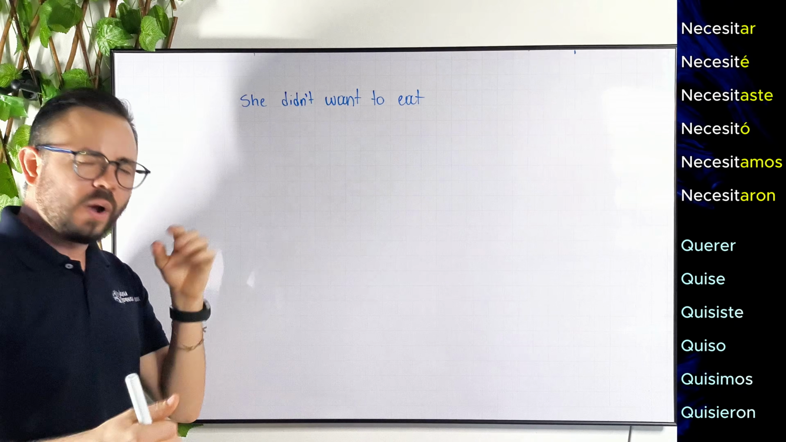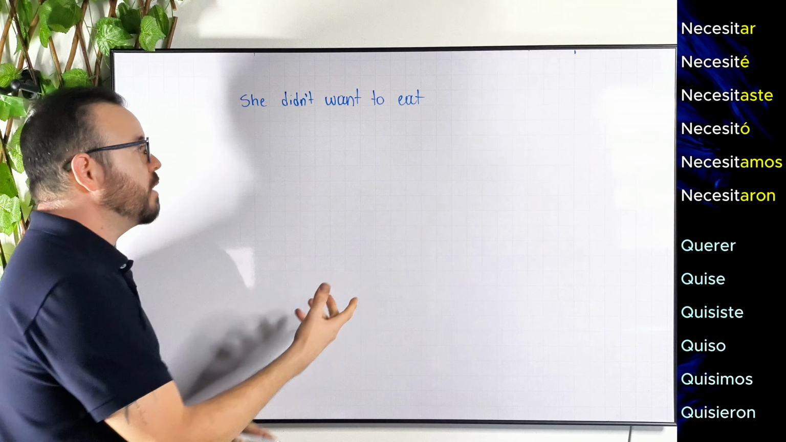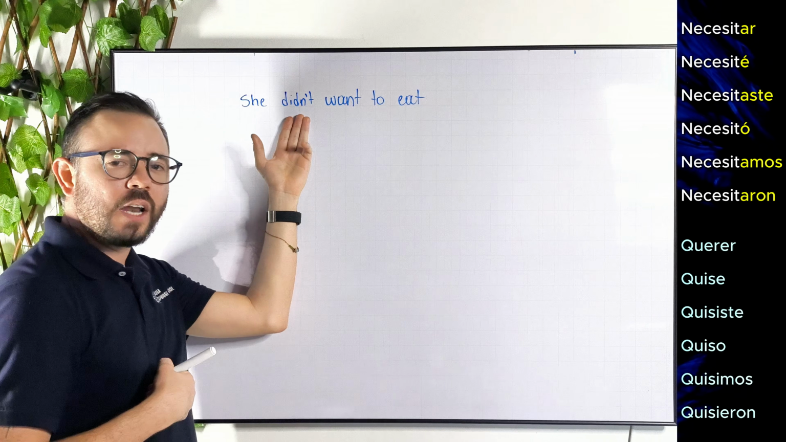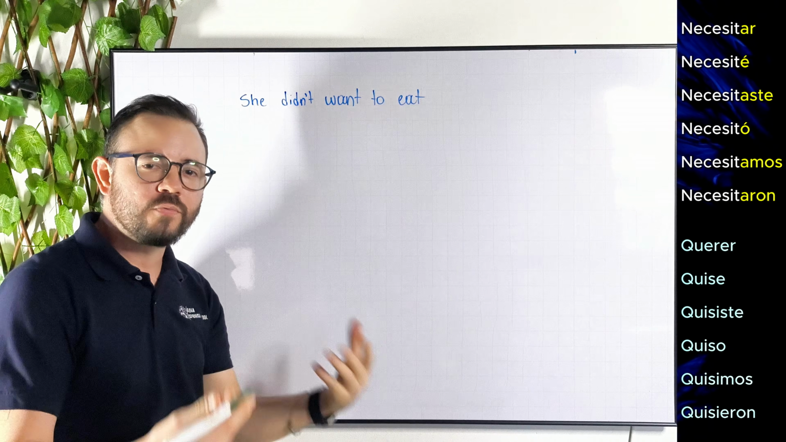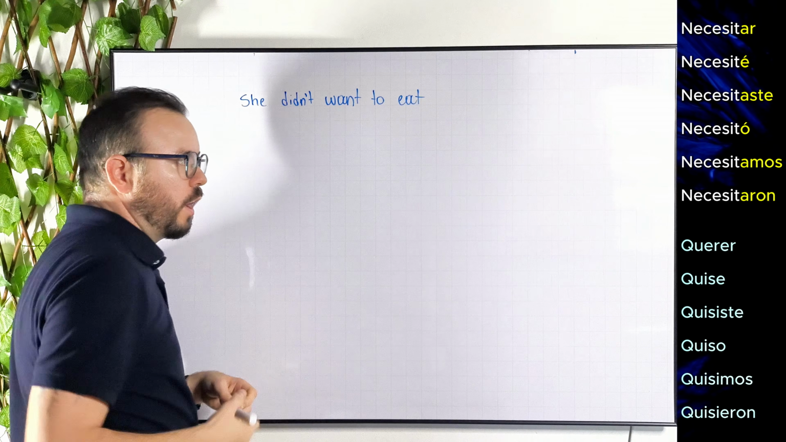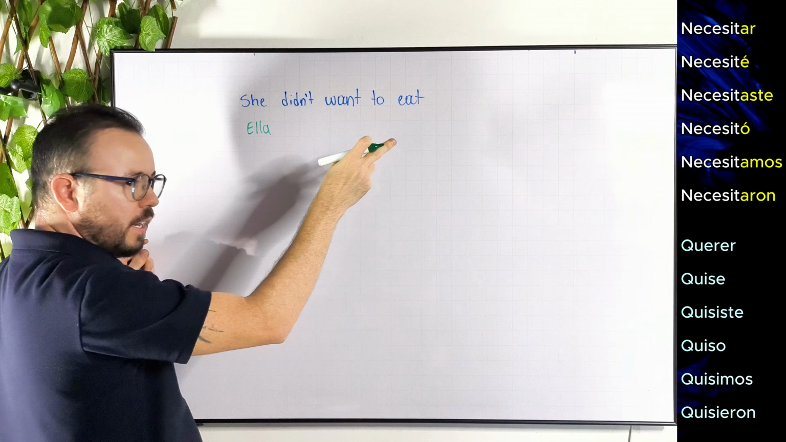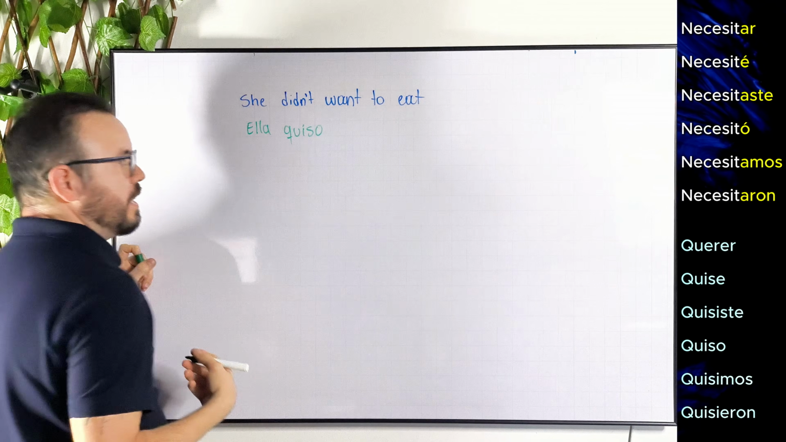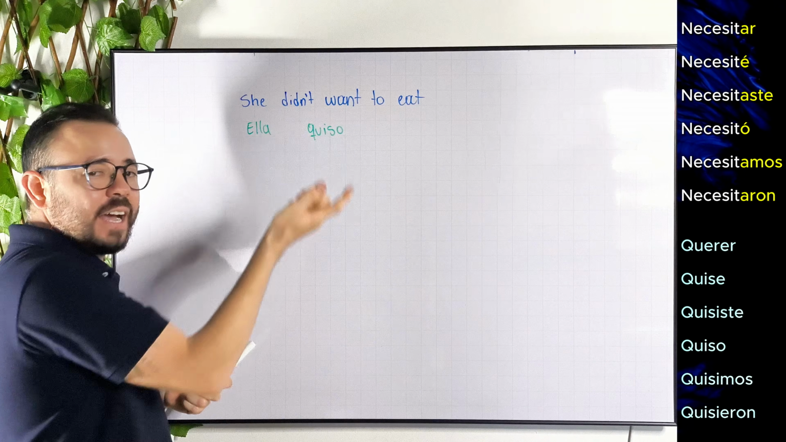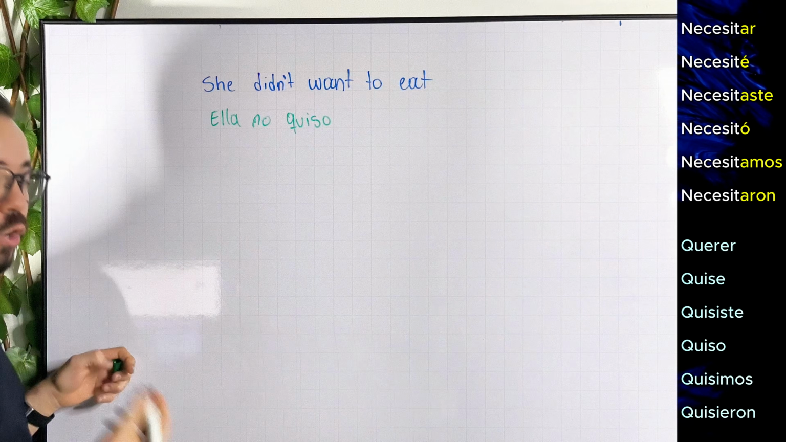So let's go. Okay, let's go with this example now. She didn't want to eat. How do we say this? So basically, if you guys see, this is negative form, so we can say always positive form first, right? So we can say she wanted to eat, okay? How do we say she wanted? It will be just ella, and exactly the way that we have there, we would say ella quiso. But now, since this is negative form, I just need to add no right before the verb. So I'm just gonna say ella no quiso.